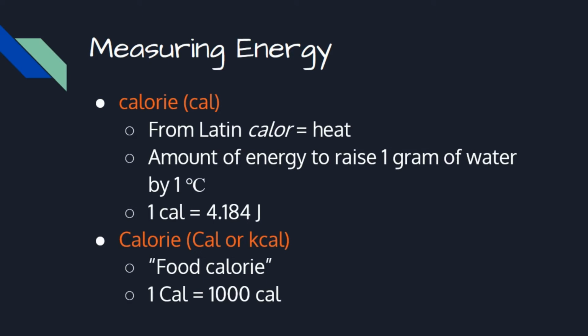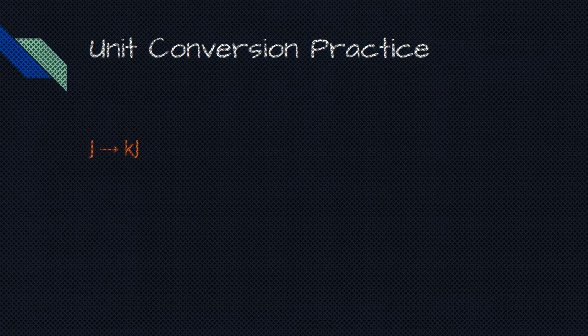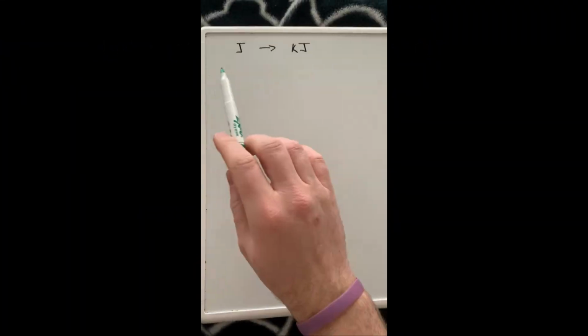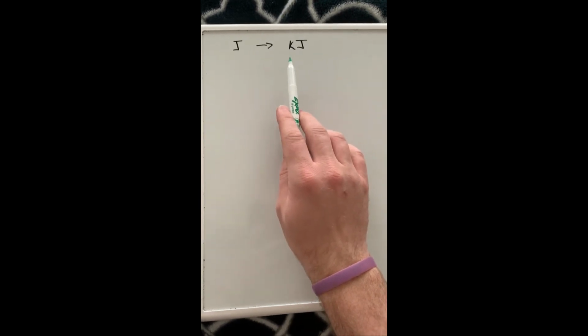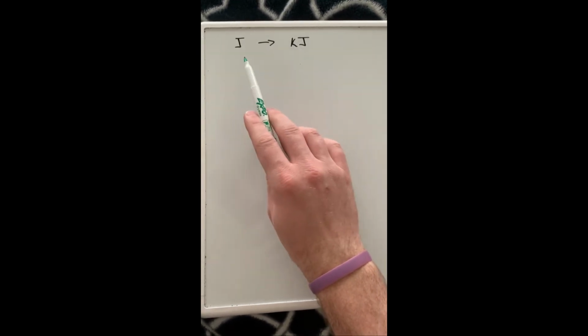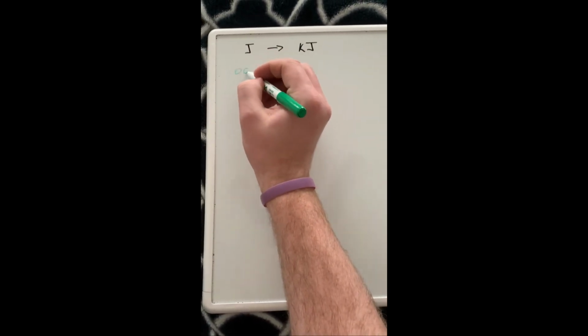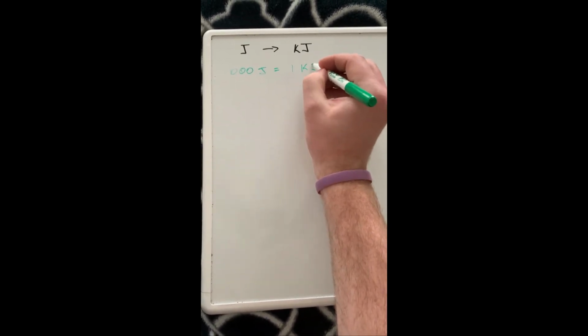All right, now that we've got our units, let's get into a little bit of practice of converting these units. So let's go ahead and start with a conversion from joules to kilojoules. Remember that the prefix kilo means 1,000. So there are 1,000 joules in every kilojoule, right? So we have 1,000 joules equals 1 kilojoule.